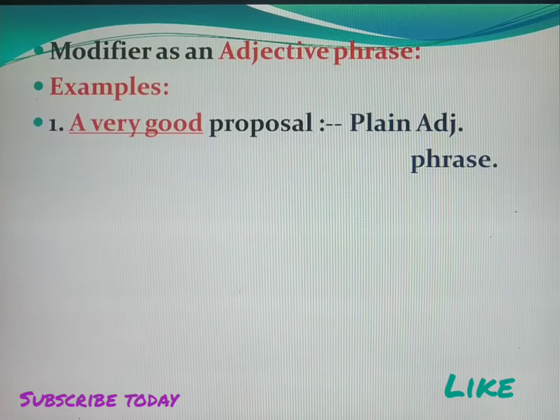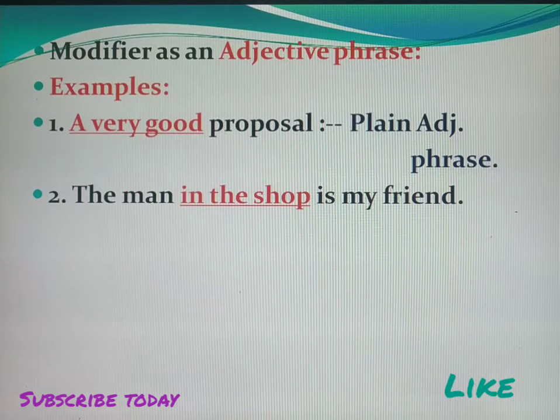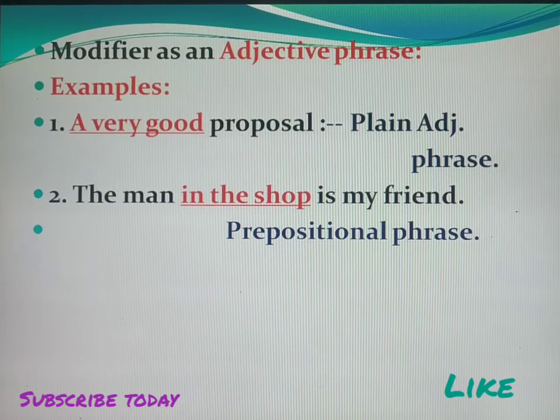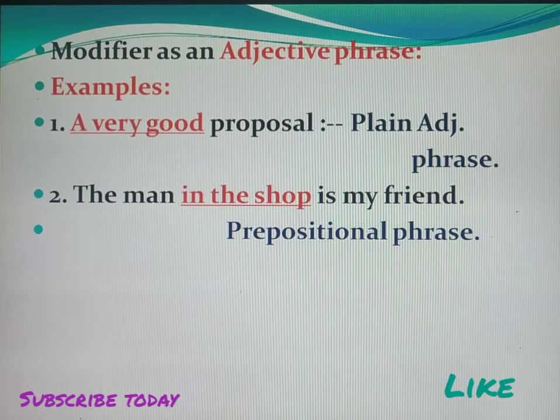A very good proposal. A very good is the example of plain adjective phrase. Here, it modifies proposal. So, this adjective phrase works as a modifier. Likewise, the man in the shop is my friend. In the shop is actually prepositional phrase because it begins with a preposition in. But here, it modifies the meaning of man. Tells us something, adds to the meaning of the man. Which man? Man in the shop. So, it is working here as an adjective phrase.